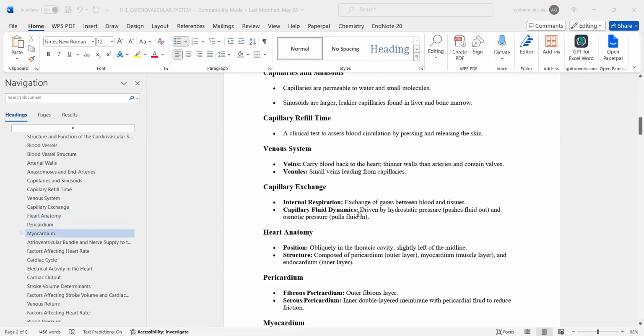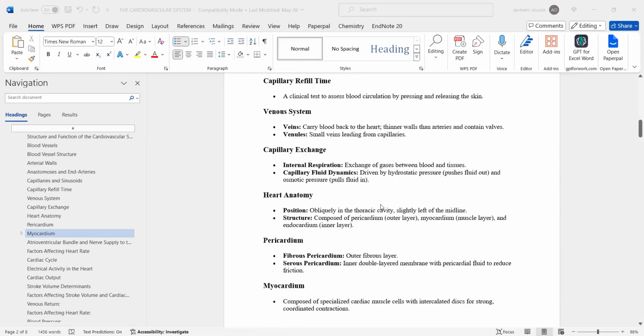So the veins carry blood back to the heart, and they have thinner walls than the arteries. They also contain valves. The valves are there so that the blood will flow in one direction. It will not flow back, okay? So the blood flows in one direction. That's what the valve ensures. The valves in the veins of your body ensure that the blood flows in one direction and does not flow back. They flow to the heart. While venules are smaller veins that lead from the capillaries.